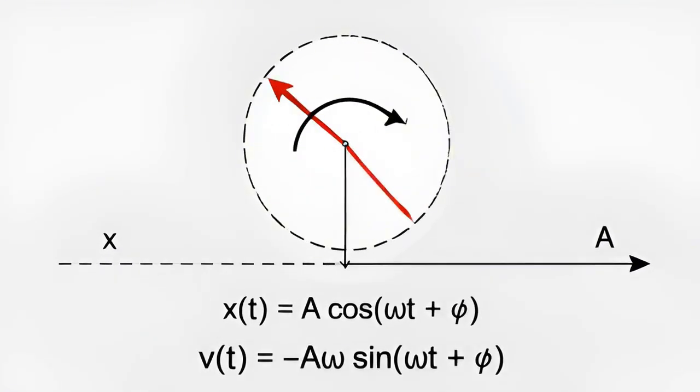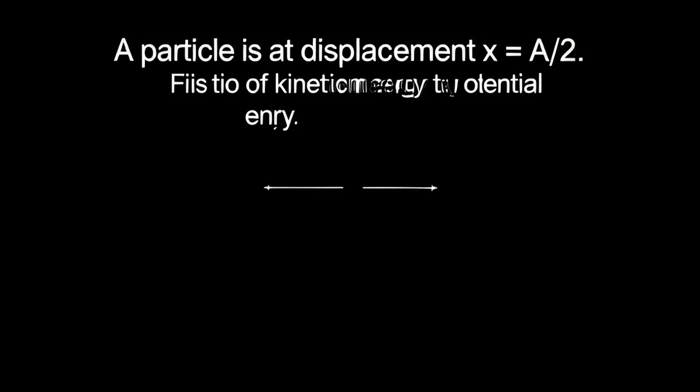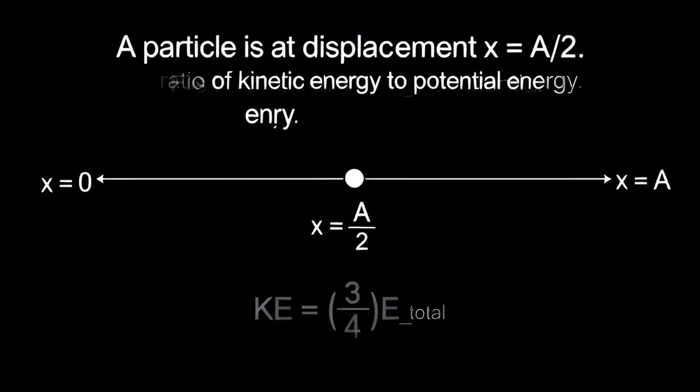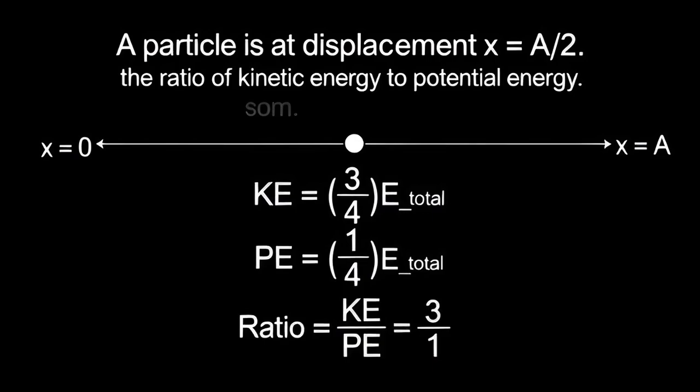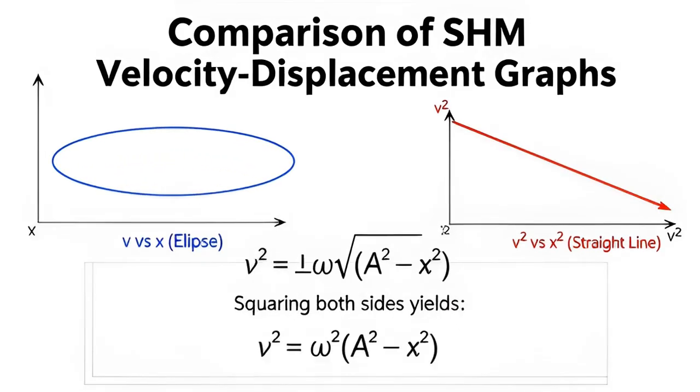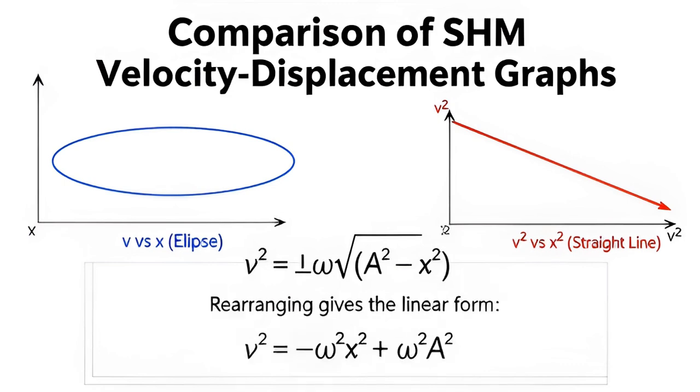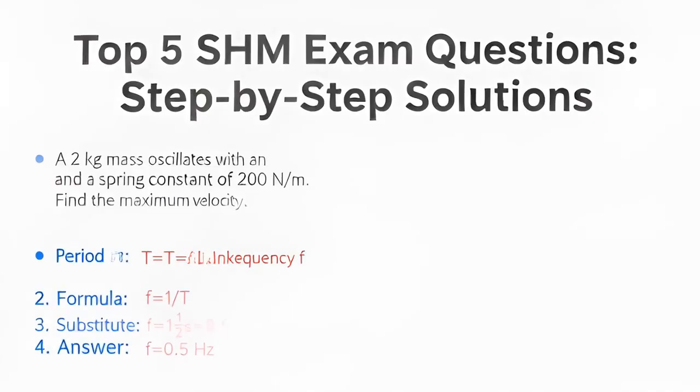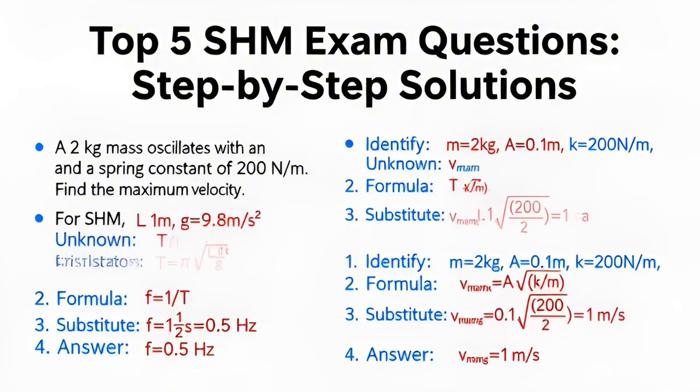No matter how far you pull the spring or how gently you displace it, as long as the motion is SHM, each oscillation takes exactly the same amount of time. This is why pendulum clocks are so reliable. Their swing period stays constant no matter how wide or narrow the pendulum swings.